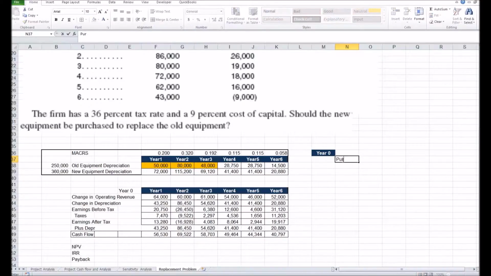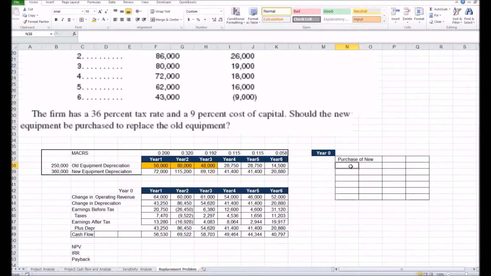We know we have the purchase of the new equipment. We know that we have the sale of the old equipment. And we have the net tax on the sale. So there is a tax available on the sale. All these things combined give us our cash flow in year zero.